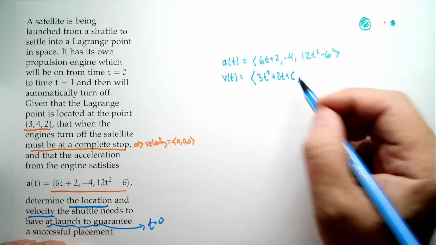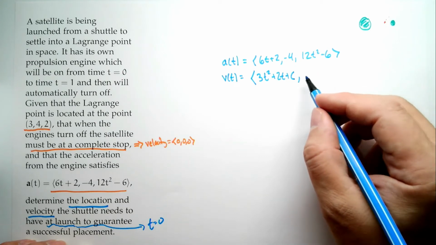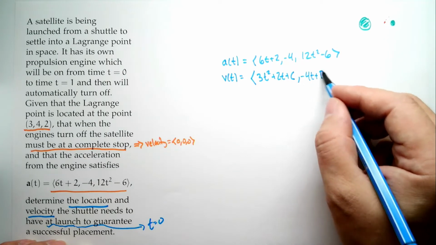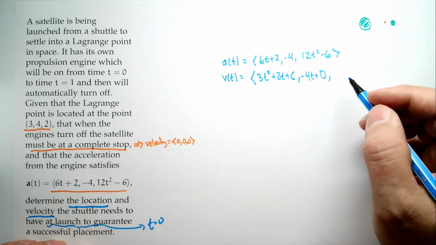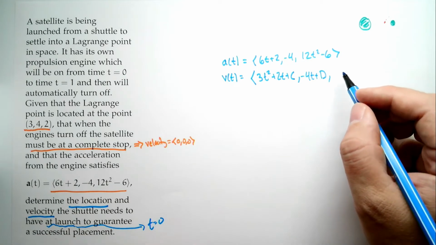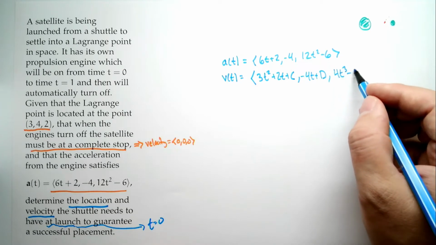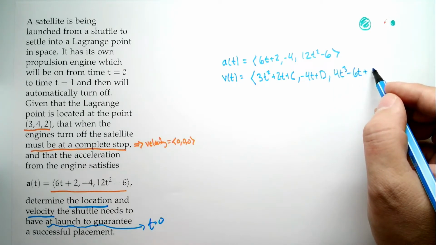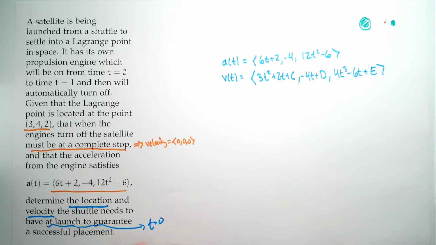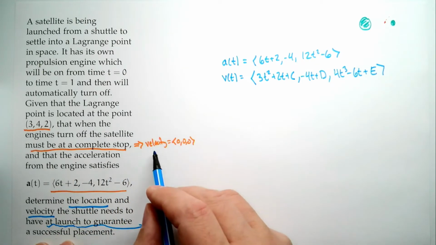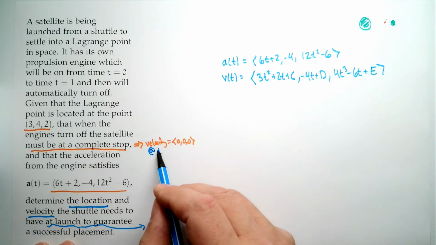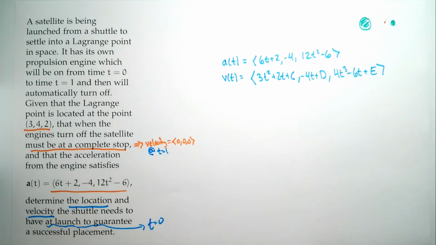Antiderivative of negative 4: negative 4t plus another constant, d. And finally, 12t squared minus 6: 4t cubed minus 6t plus another constant, e. Now, do we have information about velocity? The answer is we do. We say that it must be at a complete stop. We said the velocity equals 0, 0, 0, but we could be more specific: the velocity when we reach our destination, so the velocity at time t equals 1.